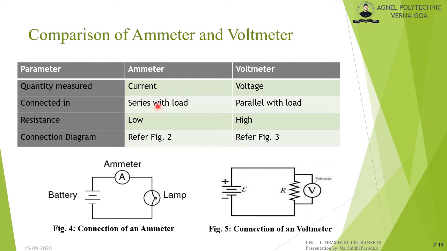Now, an ammeter is always connected in series with the load through which the current has to be measured, and a voltmeter is connected in parallel with the load across which the voltage needs to be measured.